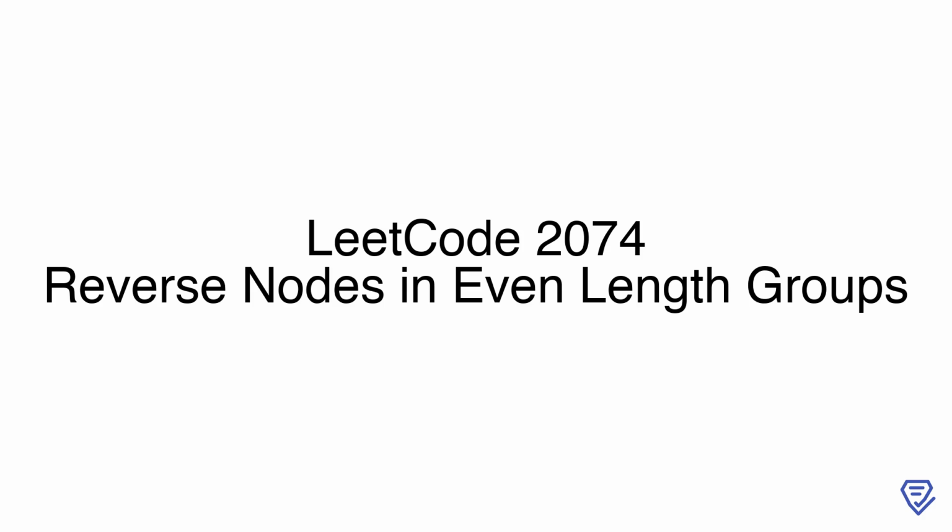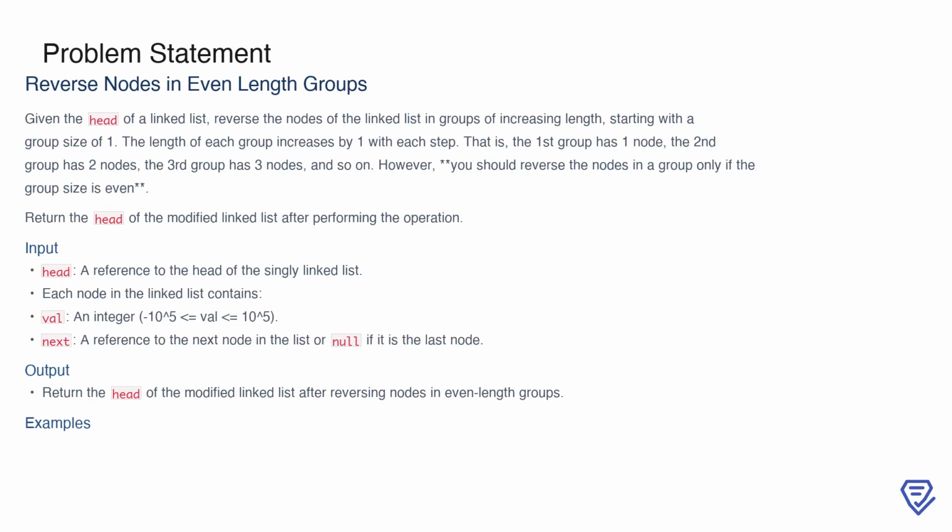In this session, we'll be tackling LeetCode problem number 2074, titled Reverse Nodes in Even Length Groups. We'll break down the problem, explore the intuition behind the approaches, and analyze the solution step by step. Let's dive in. The problem asks us to modify a given singly linked list by reversing certain groups of nodes.